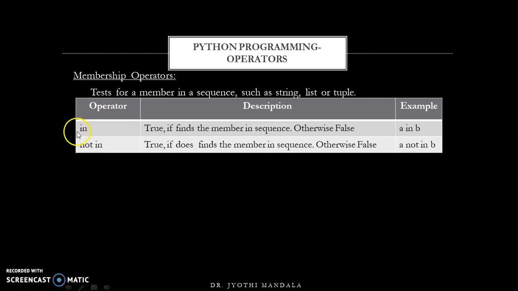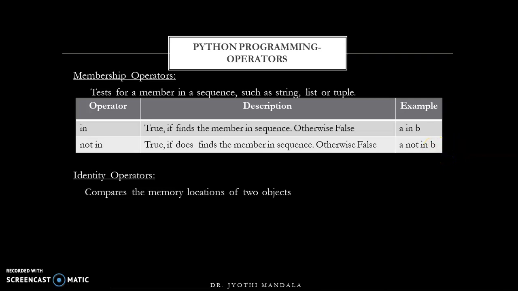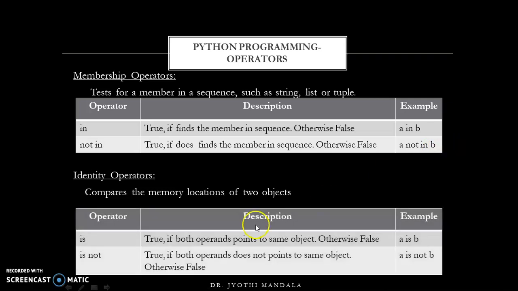Right? So we have two types. In will return true if A is available in the B sequence. Not in will return true if A is not available in the B sequence. Similarly, we have identity operators, which compare the memory locations of two operands. If A and B are pointing to the same object, then is returns true. In case of is not, if both are not pointing to the same object, then it returns true.